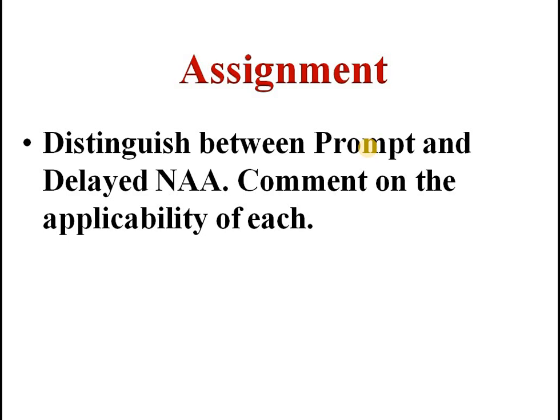So here is a small question: distinguish between prompt and delayed neutron activation analysis. Comment on the applicability of each. So you do a certain Google search and find out where you can apply prompt analysis and where you can do delayed analysis. What type of materials? Okay, you take some survey of literature, either in books or on internet sites. Okay, and include it in your notes along with the definitions of prompt analysis and delayed analysis.